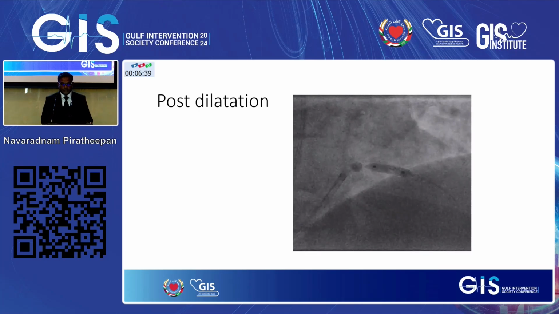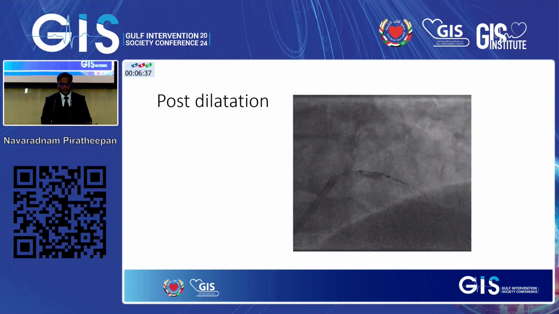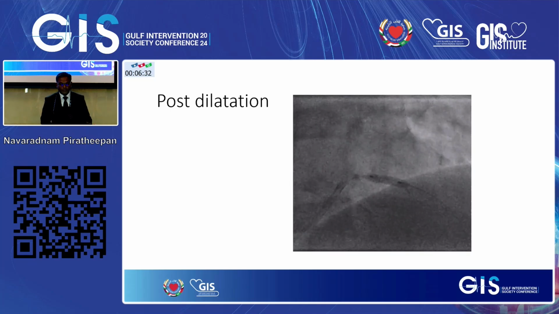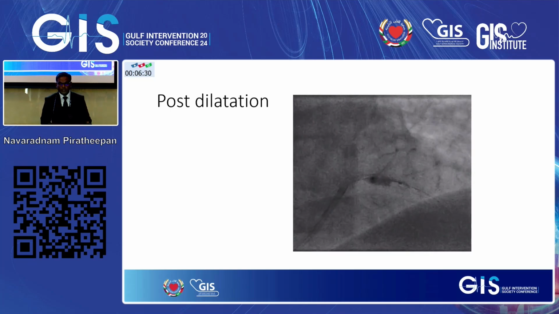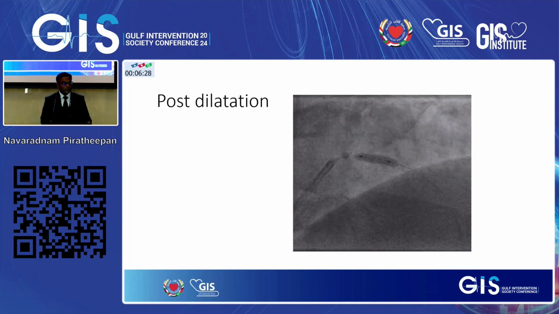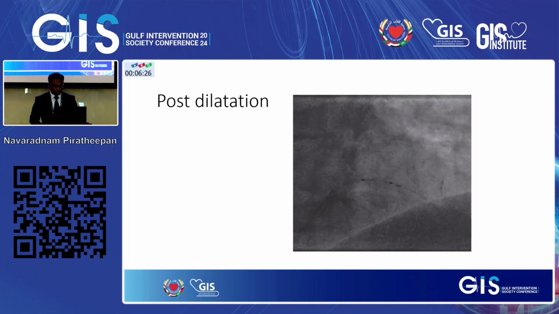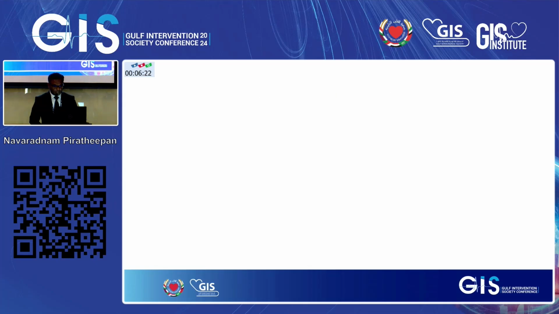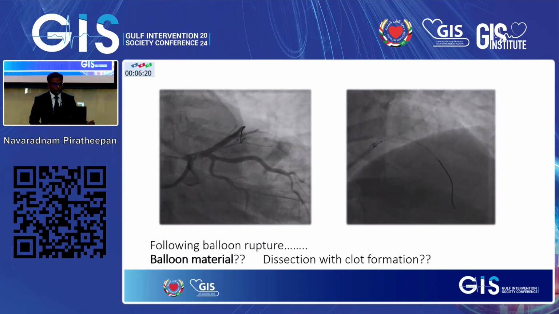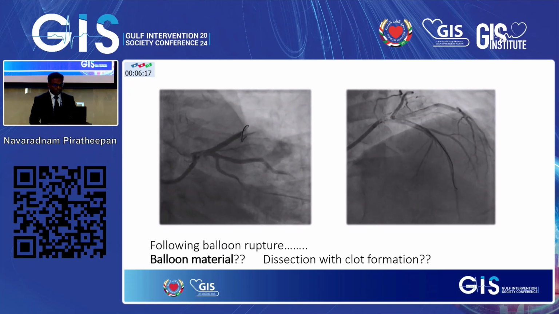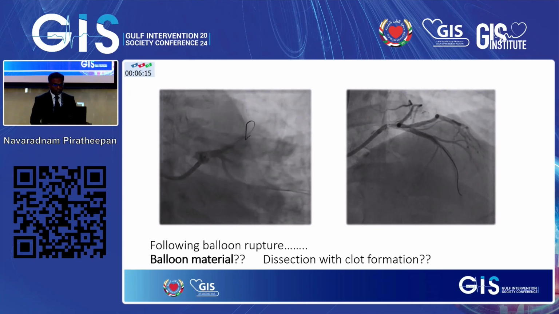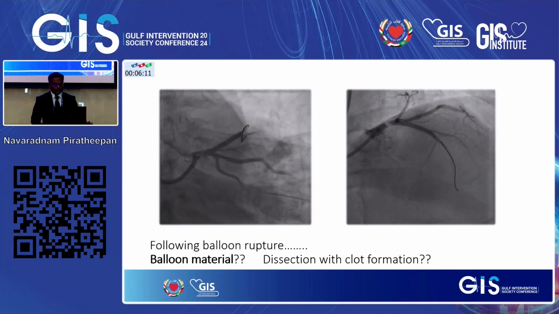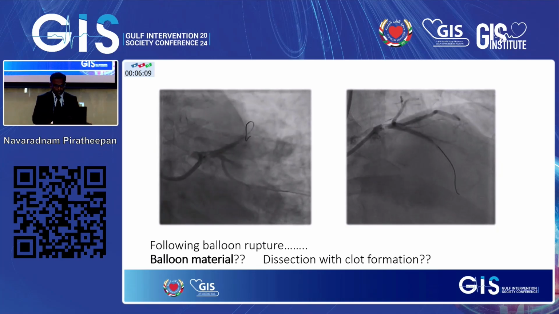During the post-dilatation, the last balloon dilatation, we can appreciate there is a balloon rupture just proximal to where the balloon attaches to the shaft. We were a little panicked, but we tried to pull out the balloon. While trying to take it out, the balloon was stripped off and got stuck in the left main.